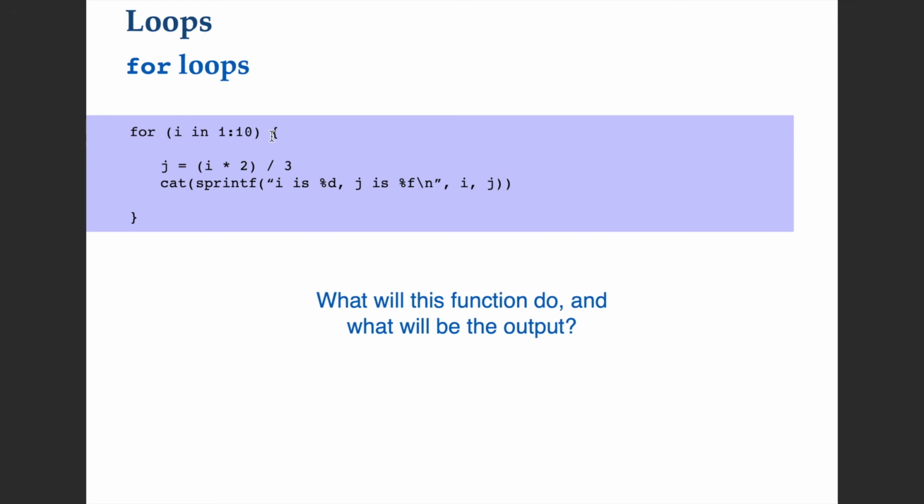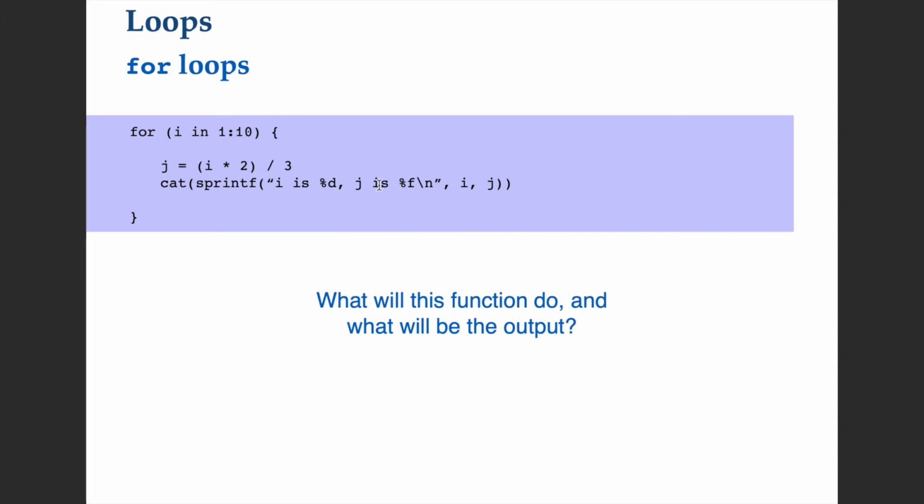So now this definition is the same. So I is still going to change from 1 to 10 each time we loop through these commands. But now we're going to do some calculations. So now we're going to have a new variable, j, that's going to be I times 2 divided by 3. And then we want to print out to this screen what I and j are. So this looks the same. So "I is", and then our wildcard for an integer. So I is %d, so an integer.